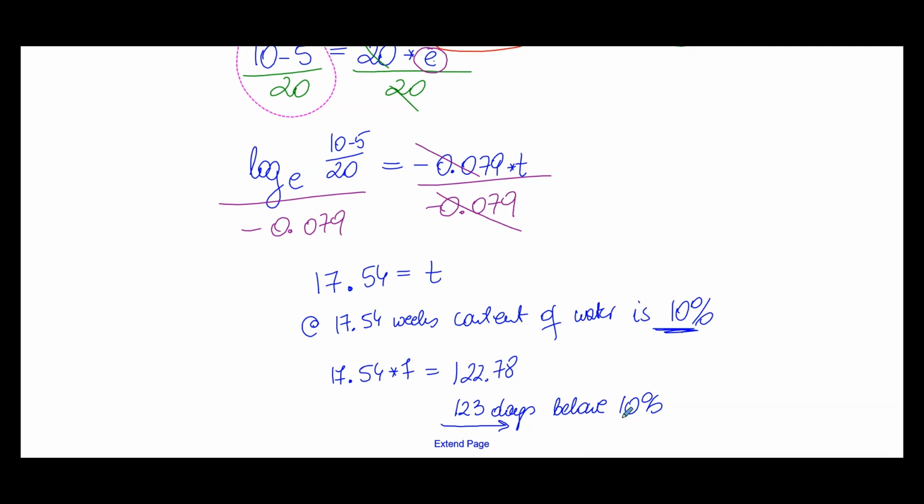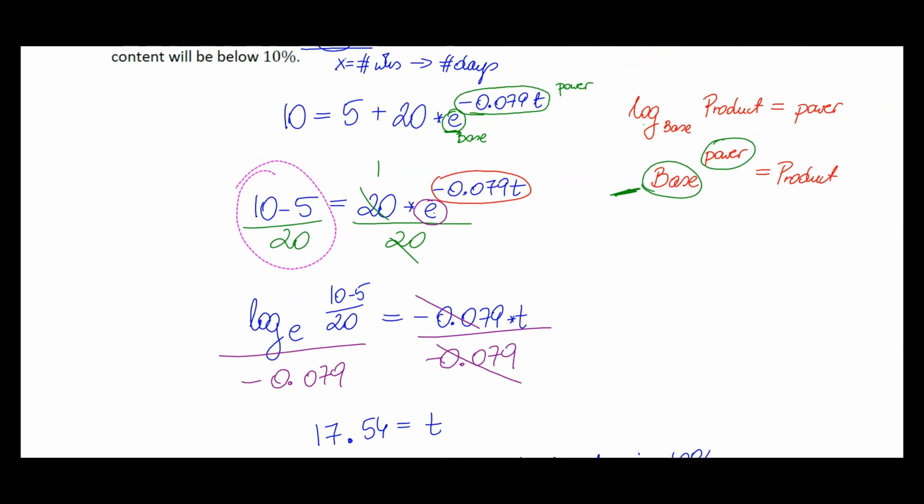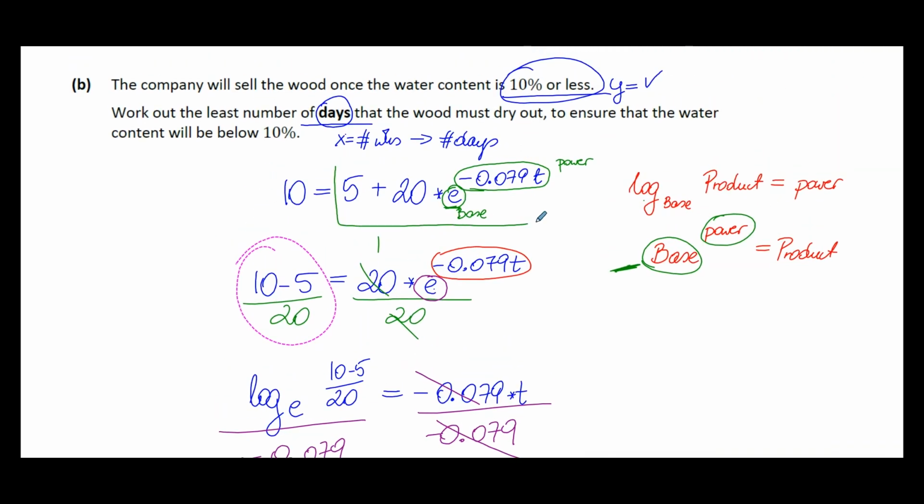But if you are not sure, you can go 122 and 123, put that back into my equation here in place of t, and see which of them will give you less than 10%. That's how you will know. Yeah, you can always check it out.